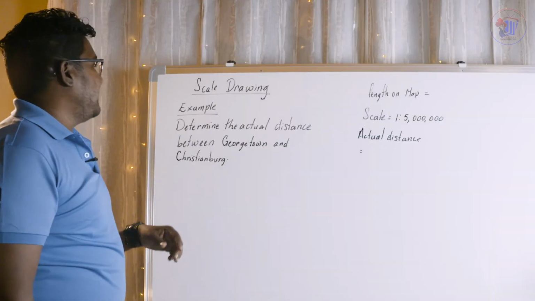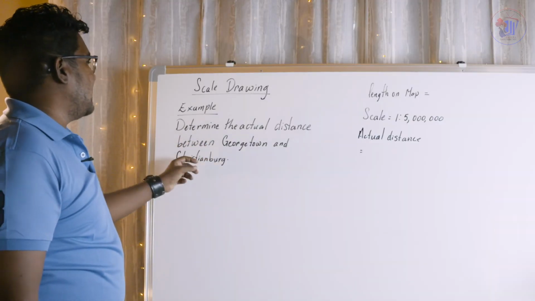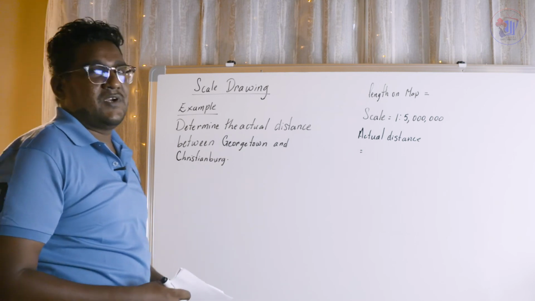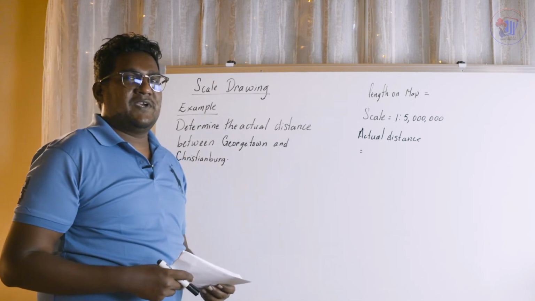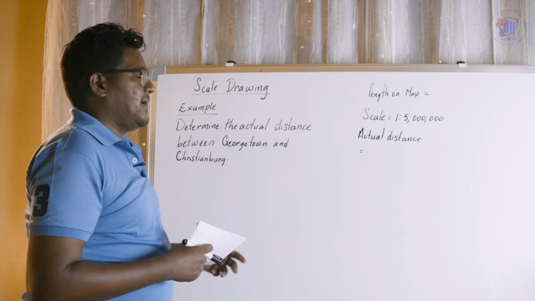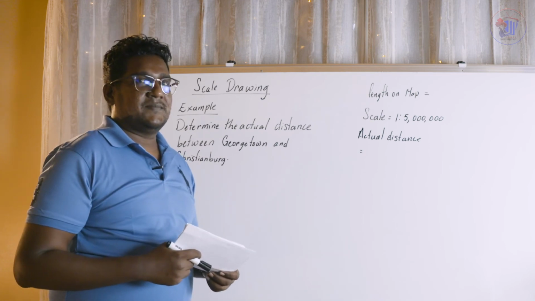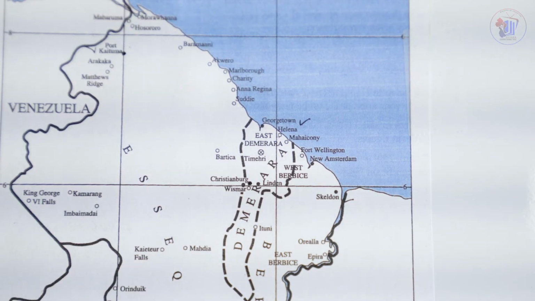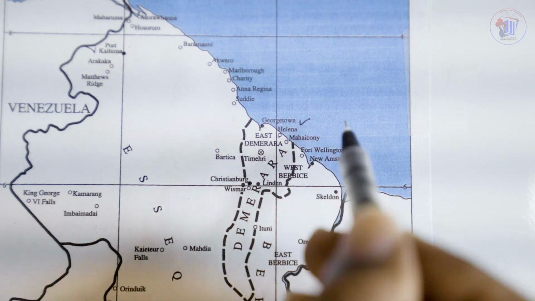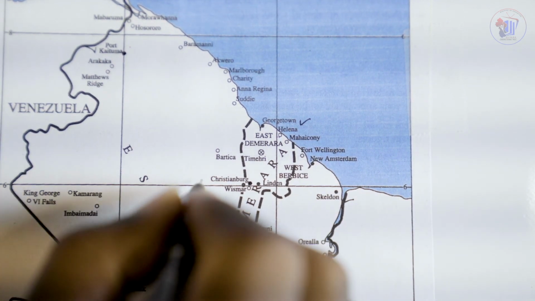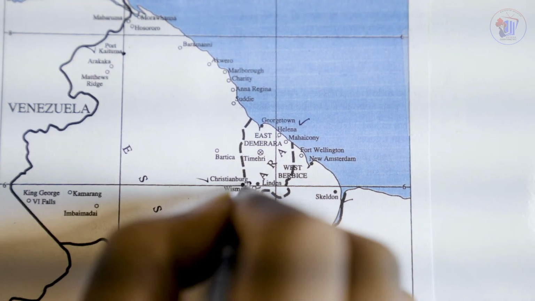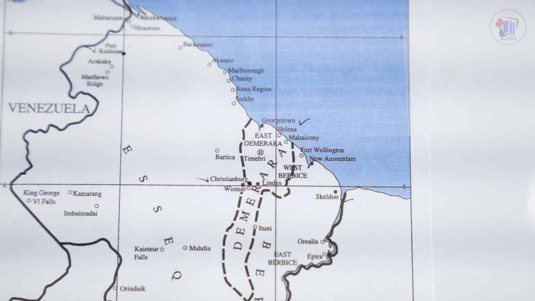The third example, determine the actual distance between Georgetown and Christiansburg. We're now going to use the map and measure the distance between Georgetown and Christiansburg. So we know that Georgetown is up here and Christiansburg is here. So we have to use that black dot there.